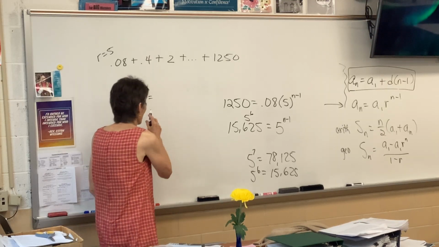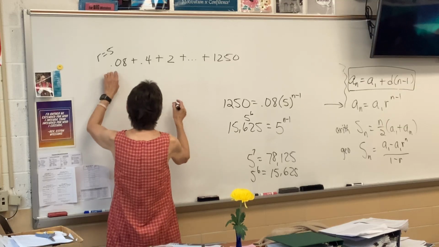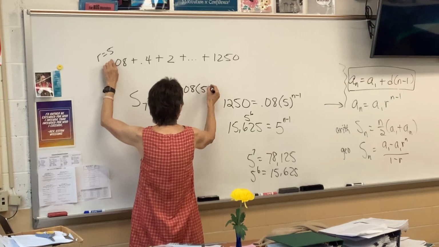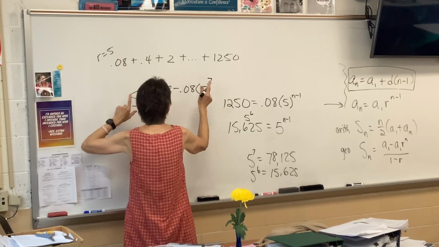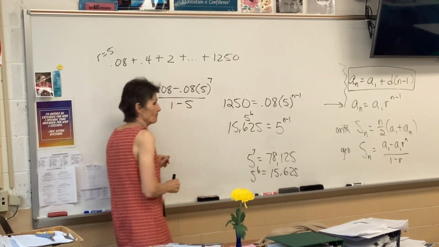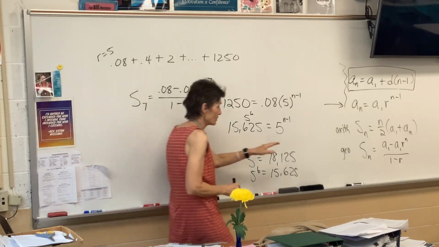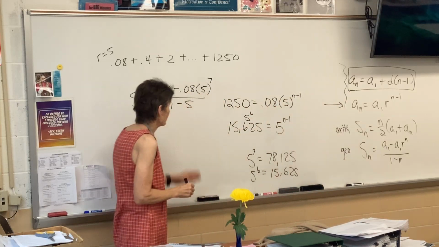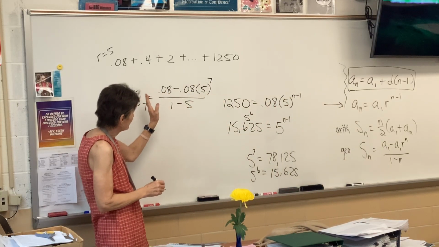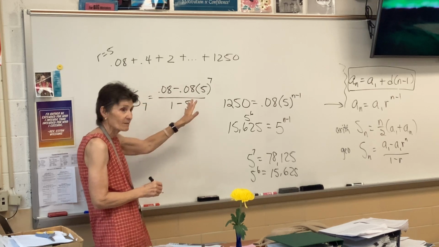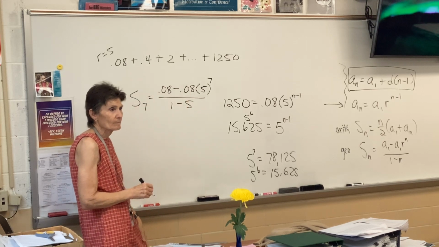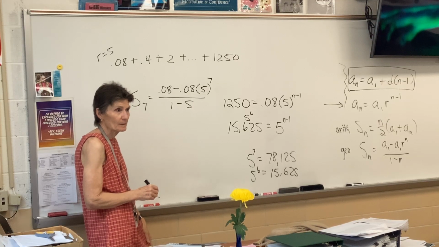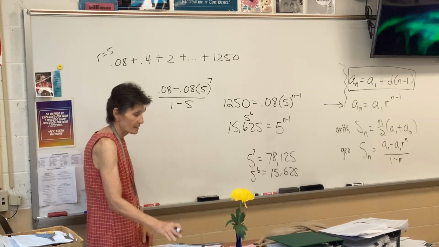All right, so here we go. We're adding up 7 terms. Our formula says take the first one minus the first one times the ratio to the nth, over 1 minus the ratio. I'm using this formula because it's geometric and I'm adding. And I plug in all my numbers. Does everybody agree that I've got the numbers in the right spots? Okay. Let's type it in.